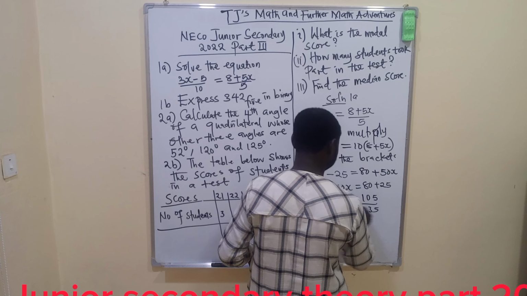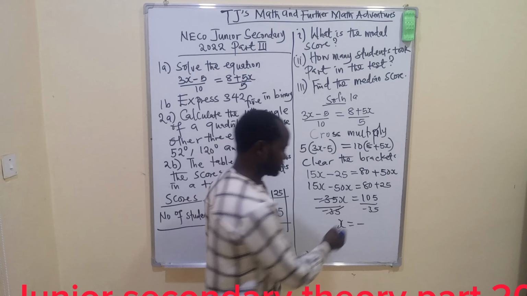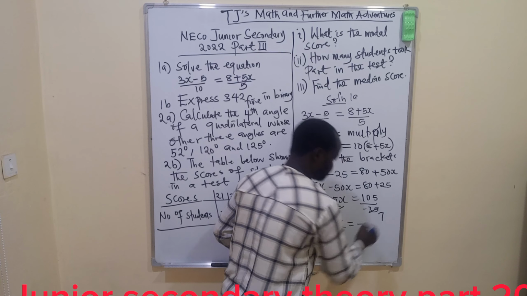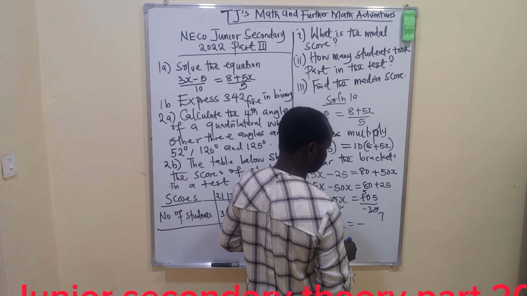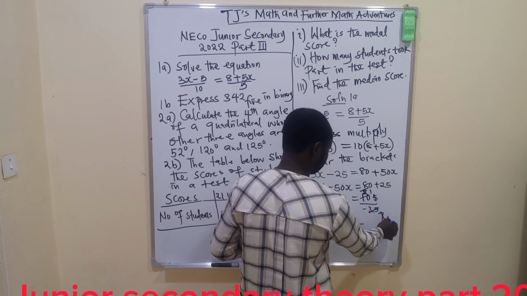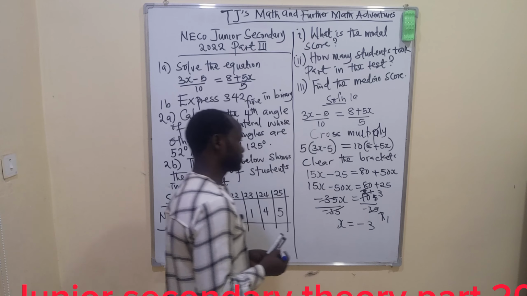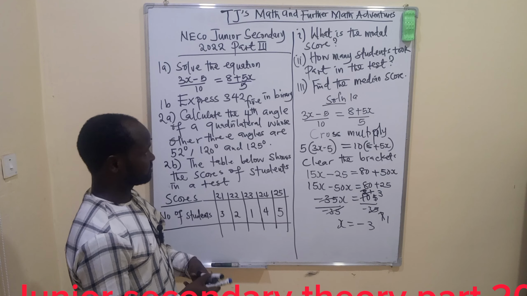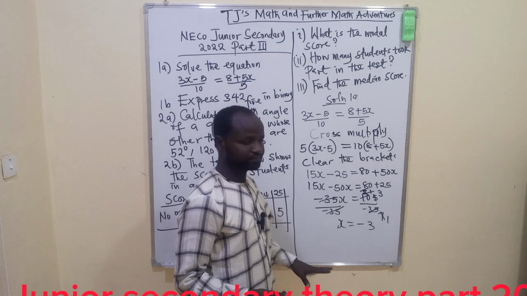Minus 35. x now will be equal to minus 105 over 35. We can say 5 into 35 is 7, 5 into 105 is 21, then 7 into 21 is 3. So the answer will be minus 3. So the value of x in this first one is nothing but minus 3.